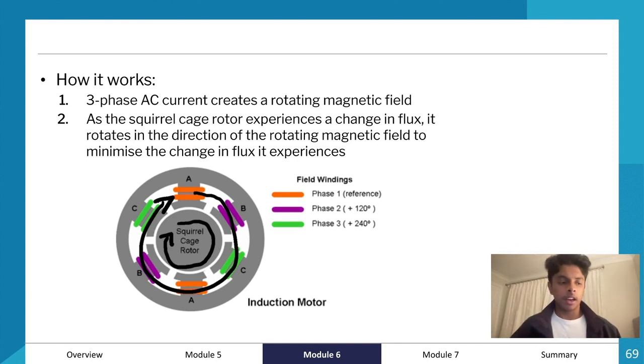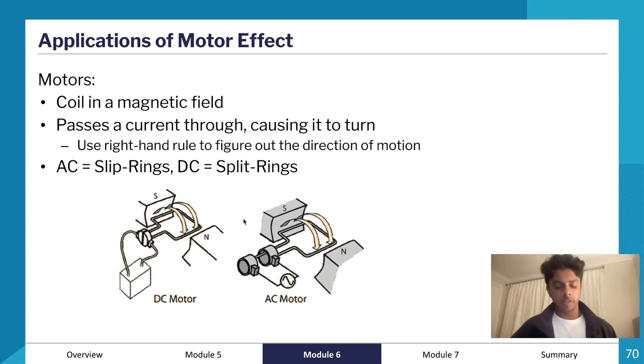And therefore, the squirrel cage rotor will always experience a change in magnetic flux, and because it will always experience a change in magnetic flux, it will always keep rotating, assuming we keep the magnetic field on. And so the difference between the rotational velocity of the magnetic field and the rotational velocity of the squirrel cage rotor is referred to as slip speed. So if you see that word in one of your exams, that is what it means, slip speed. All right, so let's look at applications of the motor effect now.